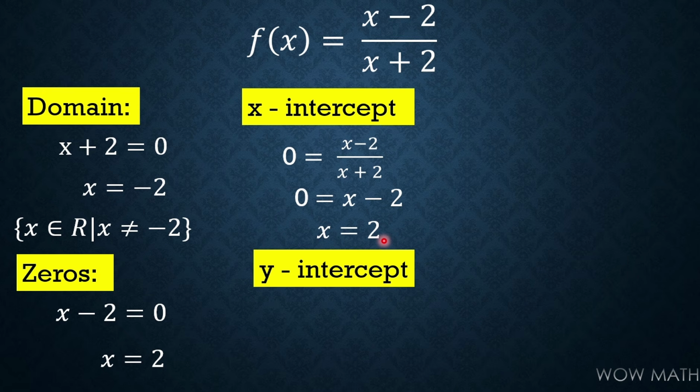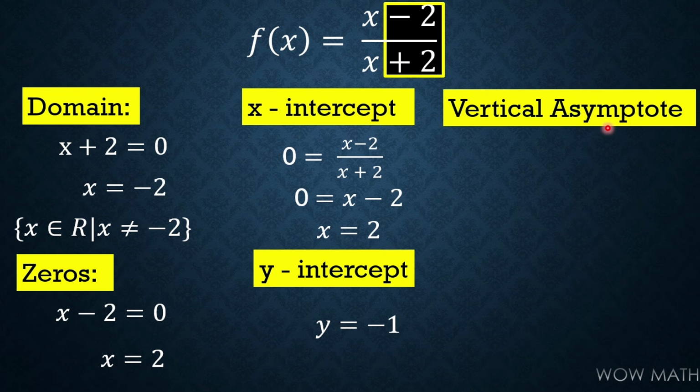Sa Y-Intercept, pwede nyo na gamitin yung shortcut na tinuro ko sa inyo. Dahil ang Y-Intercept, that is the quotient of your constants. So, ito yon. Negative 2 divided by positive 2, the answer is negative 1. Next, vertical asymptote again. Since nakuha na natin yung restricted value natin, yun na yung vertical asymptote natin. Again, magkaiba yung domain sa vertical asymptote. Ang sagot natin sa domain, ito yon. Okay? And then, yung vertical asymptote natin, yung restricted value, that is negative 2.